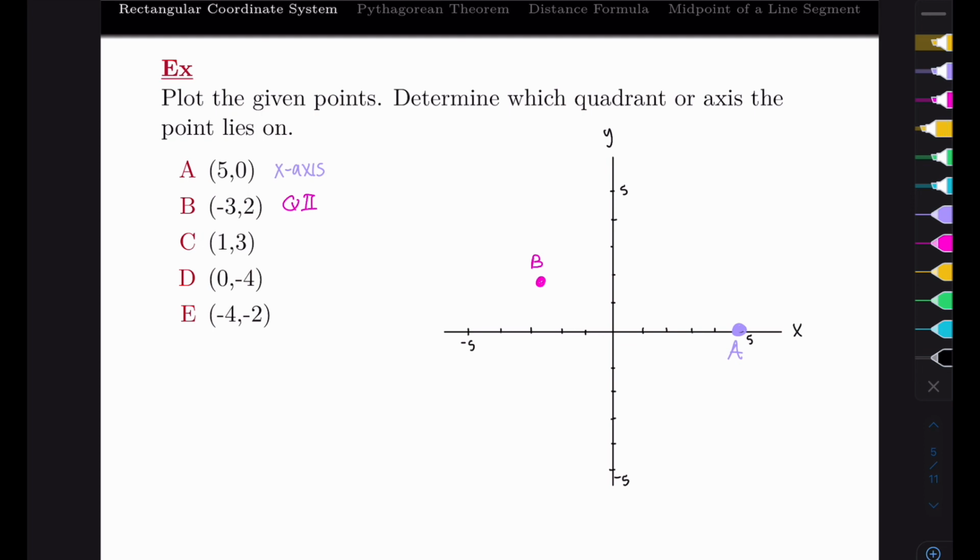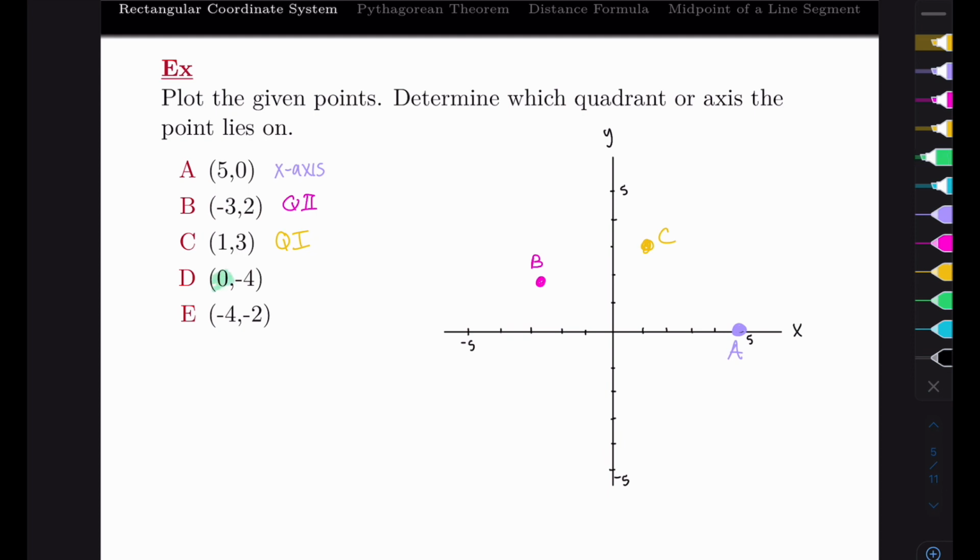Now point C, my x coordinate is 1, my y coordinate is 3. So I go 1 in the x, and then I go up 3 spaces. Point C lands right here. So that ends up just in our first quadrant, Q1.